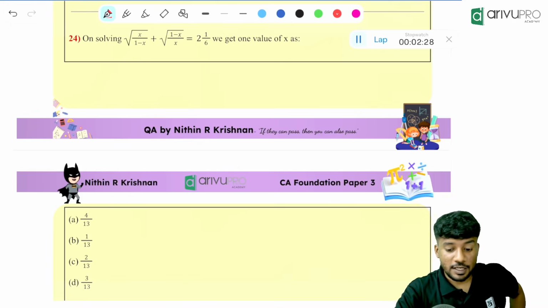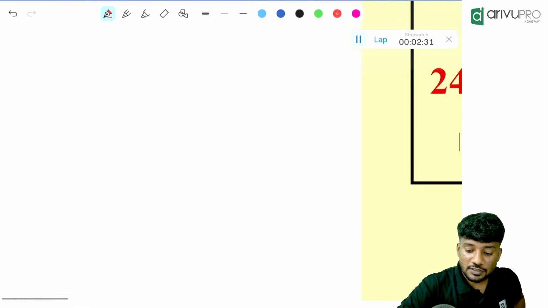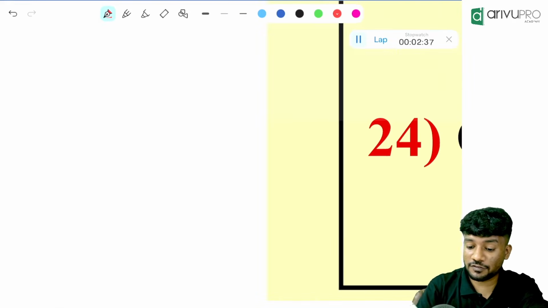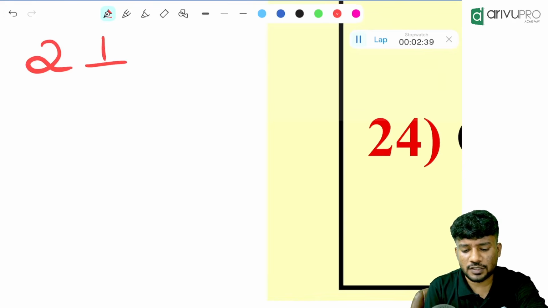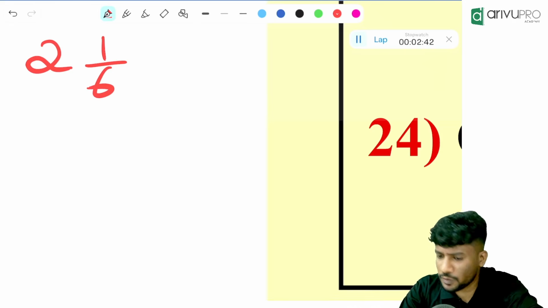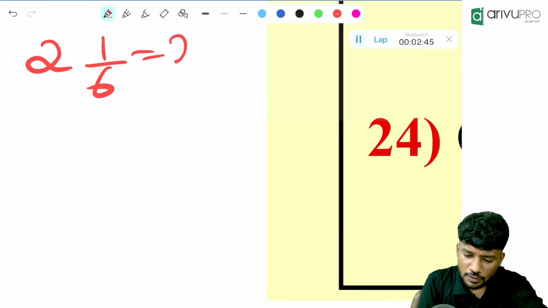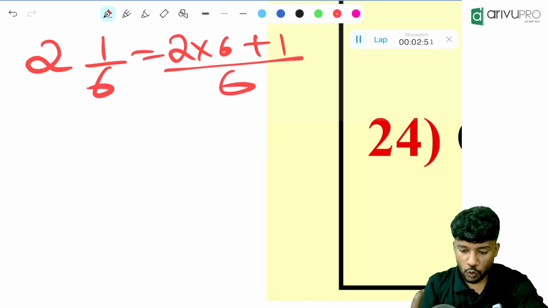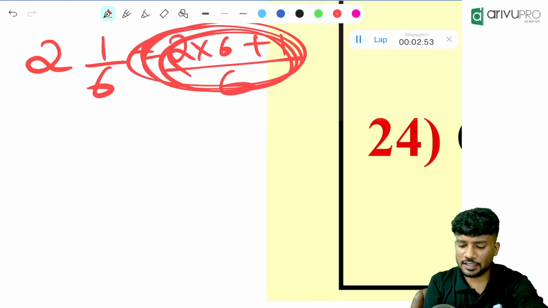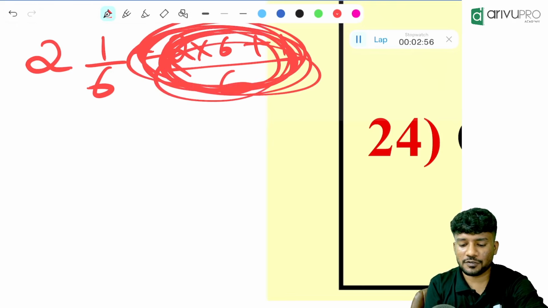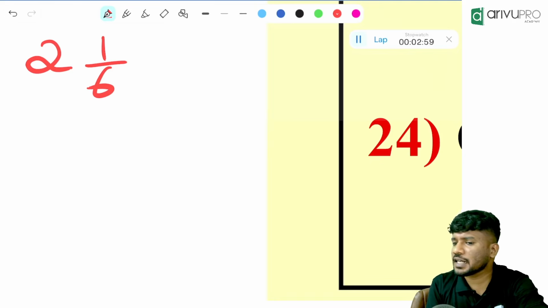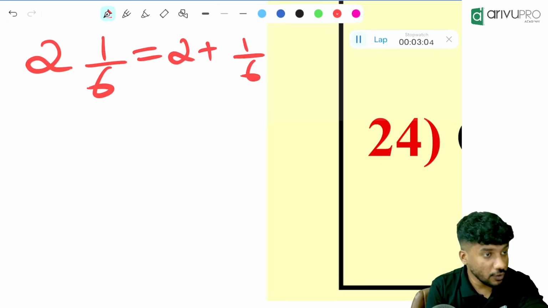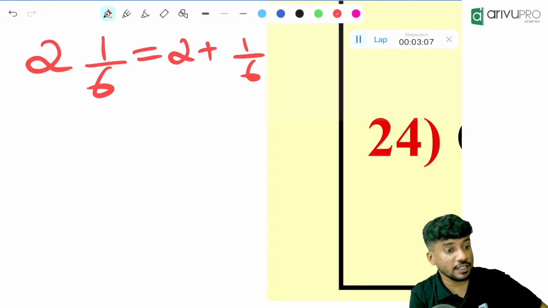Option hitting. First of all, have you studied mixed fractions in school? Yes, we have studied. First of all, what is a mixed fraction? For example, 2 1 by 6. You will write it as 2 into 6 plus 1 divided by 6. Or since we have a calculator, will you write it this way? Not at all, because I have shown you in chapter 4. When it is like 2 1 by 6, I will write it as 2 plus 1 by 6. Keep a note of it.